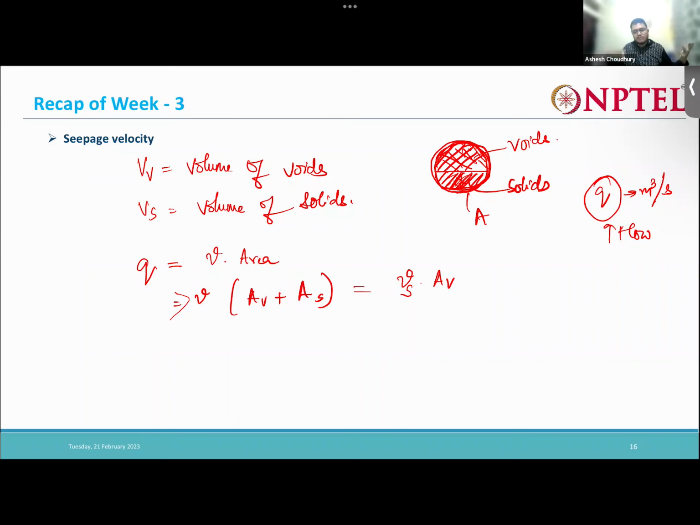Not through the soil solids, but we're taking the total area, which is actually not true, right? We're averaging the area, but the actual flow is occurring only through the voids. If we consider the flow only through the voids, that is known as Vs, the superficial velocity. Superficial velocity is the velocity of water when we consider that the flow is occurring only through the voids, not through the whole area. That is what is happening in reality, right? Only through the voids.